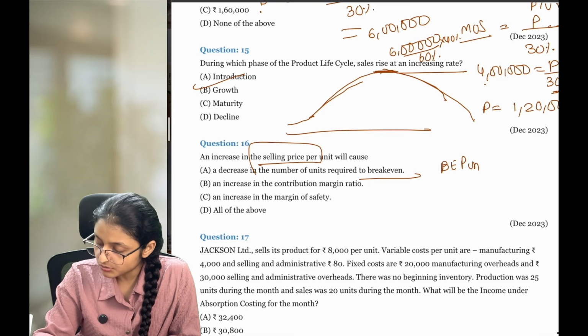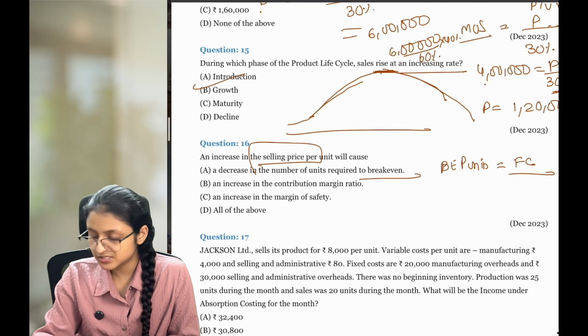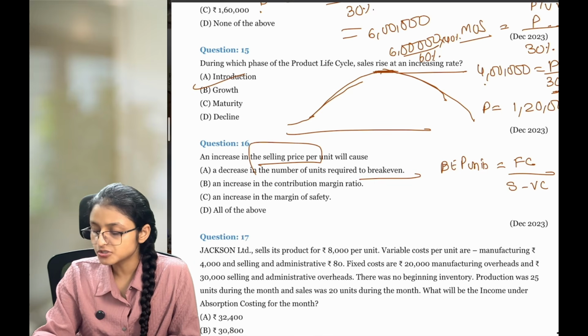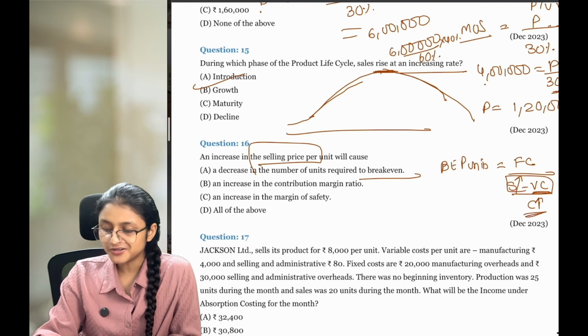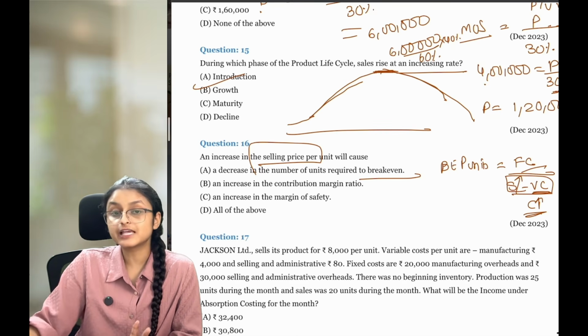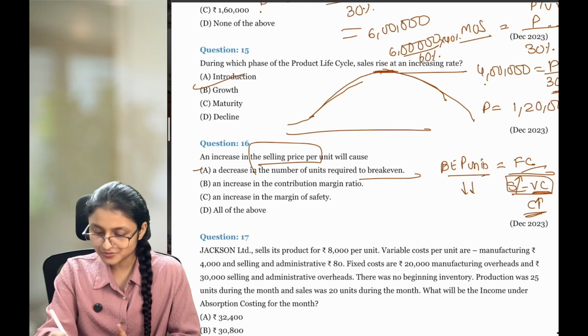Break-even point units. How to calculate this? You will take your fixed cost upon contribution per unit. Contribution is made up of selling price and variable cost. If variable cost remains as it is and your selling price is increasing, that means your total contribution is going to increase. If contribution increases and fixed cost remains the same, that means your break-even point units is going to decrease. Okay, so this point is correct.